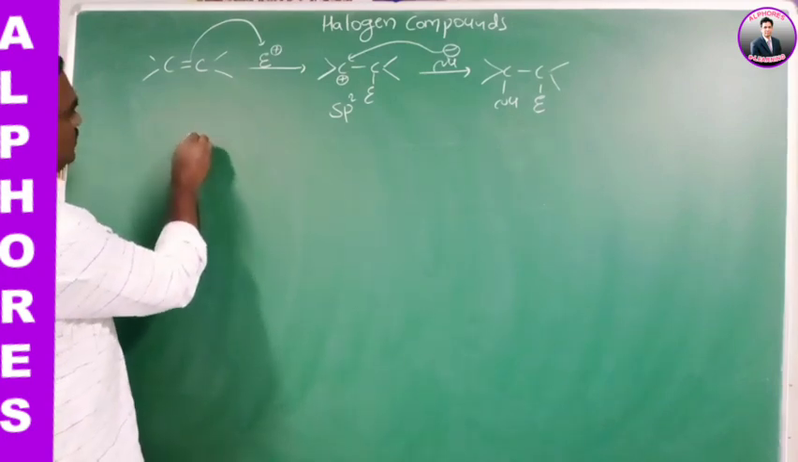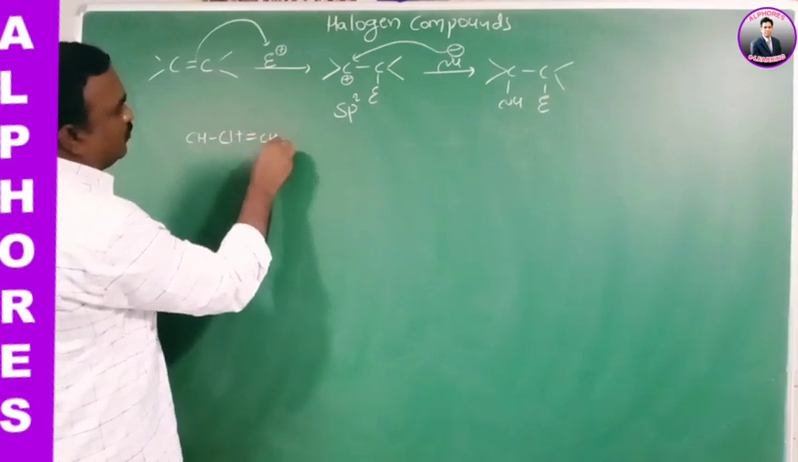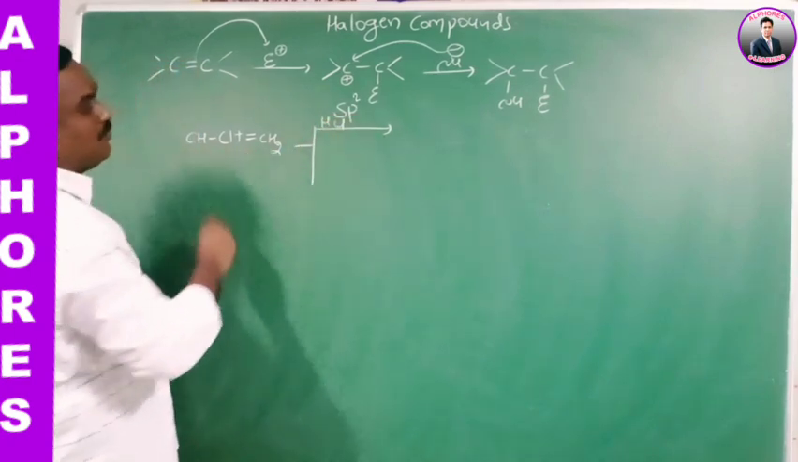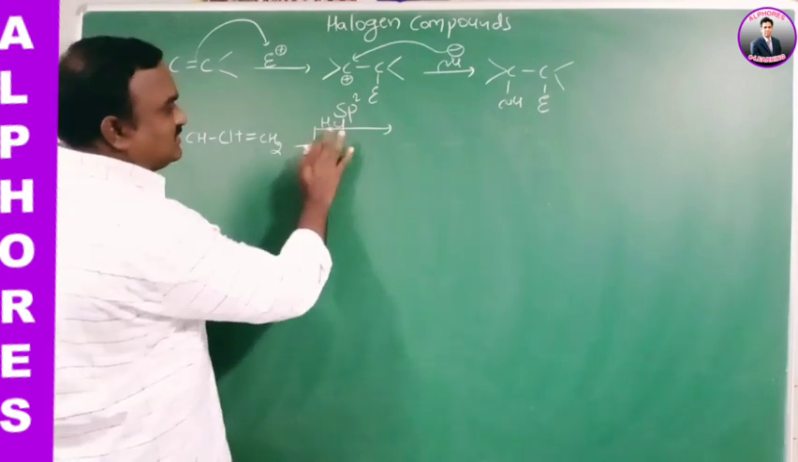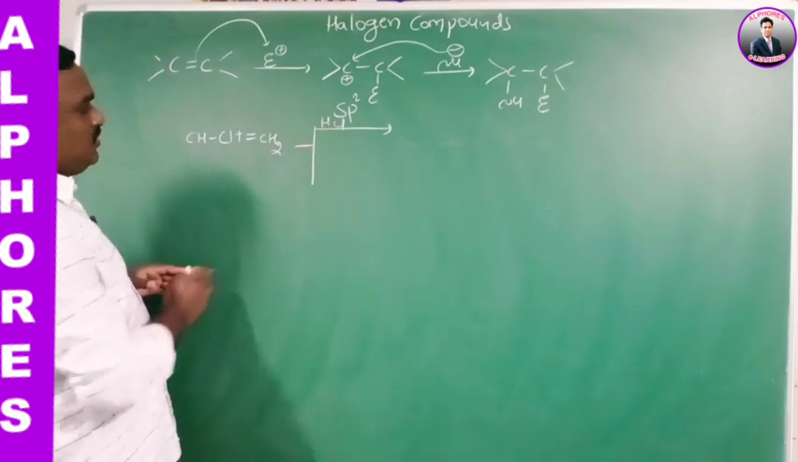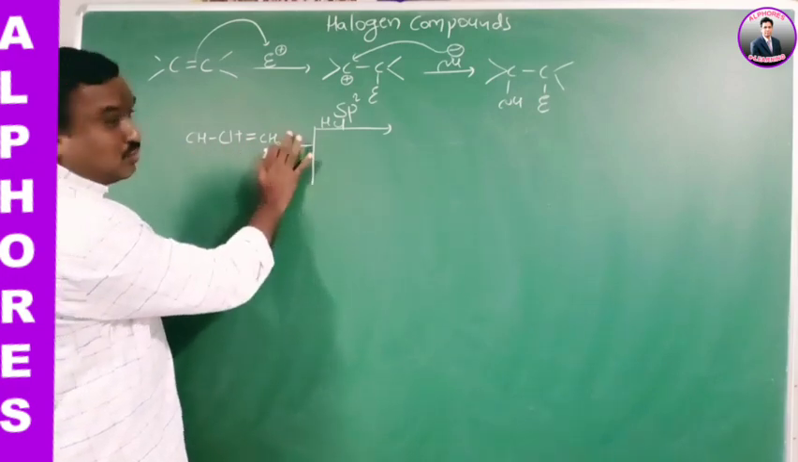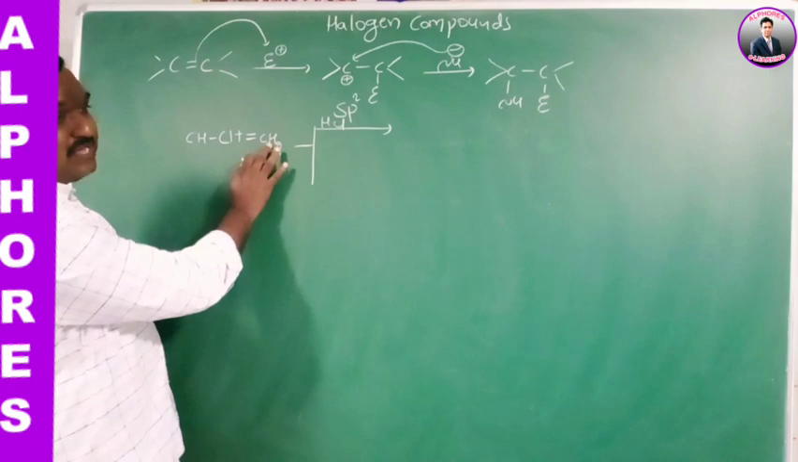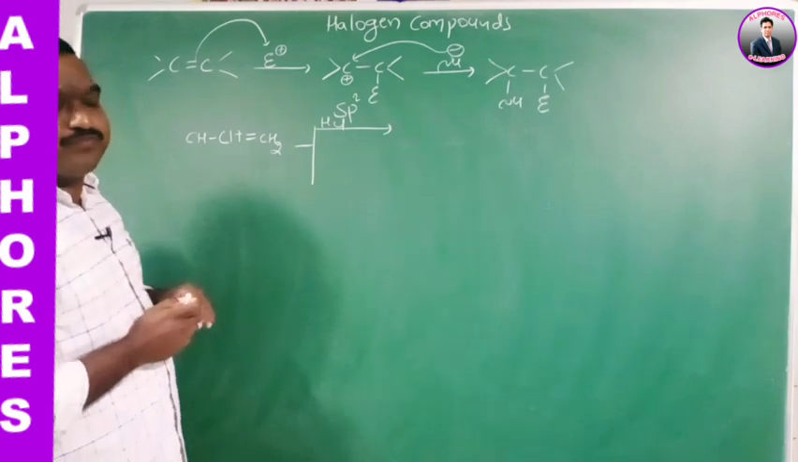For example, here a propene molecule is given, the addition of HCl to the propene molecule. Which is the electrophile in HCl? HCl is H plus and Cl minus. Cl minus is the nucleophile, H plus is the electrophile. The given system is an unsymmetric system. Here a methyl group is there, here there is no methyl group. Which carbon has more hydrogens? This one. Which has fewer hydrogens? This one. The Markovnikov rule is applicable for this molecule.